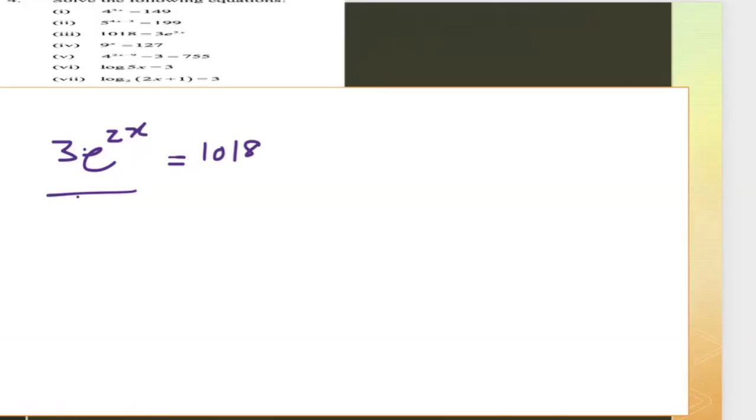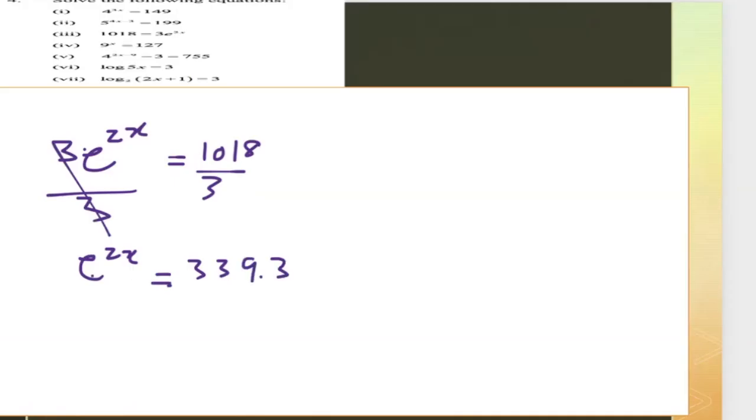First thing, we divide both sides by 3. So we have e to the 2x, and I'm just going to go ahead and divide 1018 by 3 and round it off to 339.3.